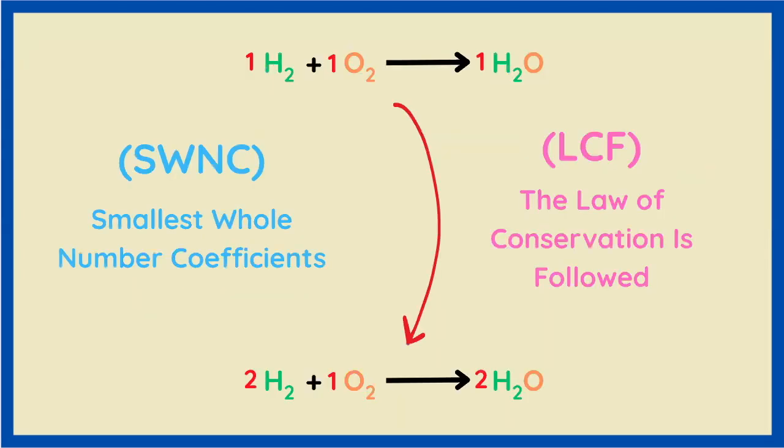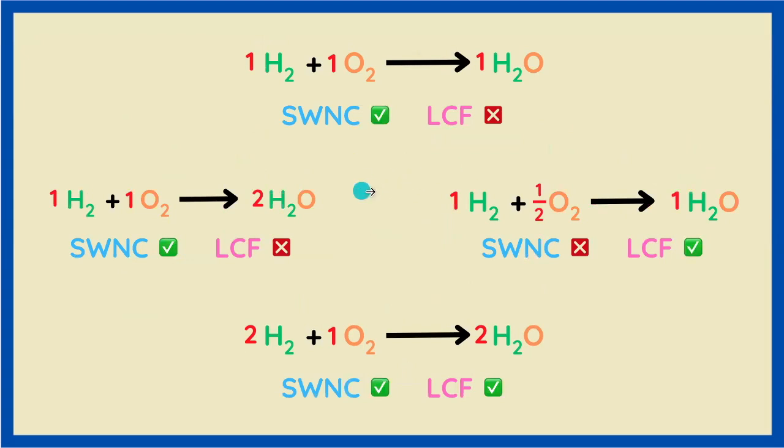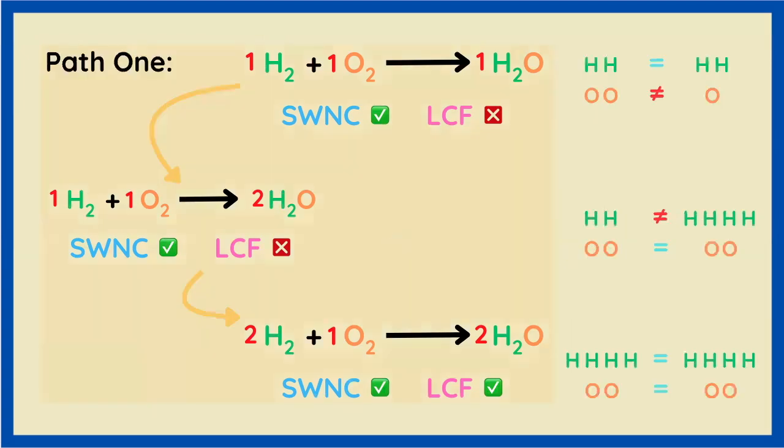Let's bring this all together. How did we get from this all the way down to this? And for brevity's sake, I'm going to use acronyms for each of the criteria, SWNC and LCF. Take note of how each equation has different combinations of coefficients and how that might correspond to the following or not following of the 2 criteria. Path 1 has 2 steps. First, we double the water molecules, then we double the H2 molecules in order to satisfy both criteria.